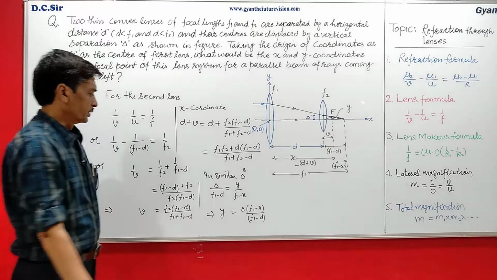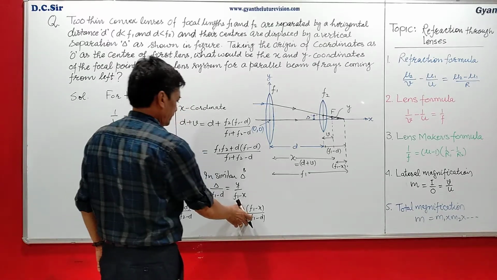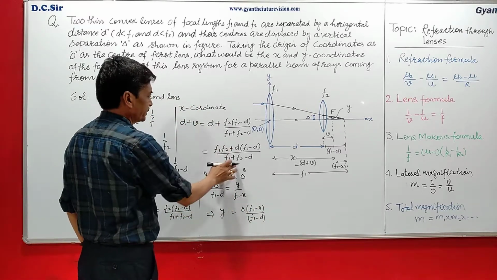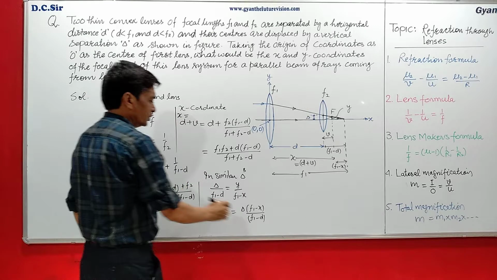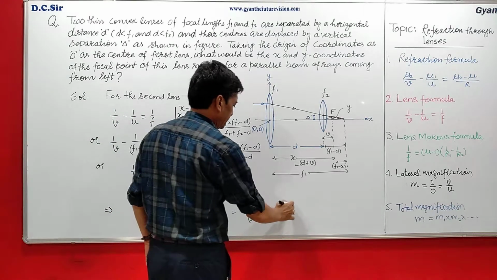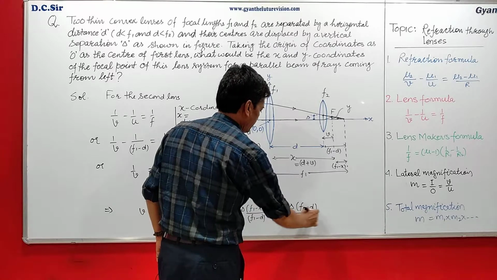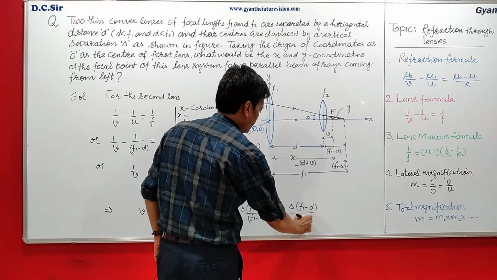Okay, now after substituting the value of x from this, and simplifying, we will get y equal to delta (f1 minus d) upon (f1 plus f2 minus d).